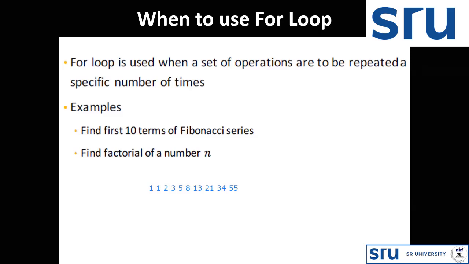So here the question is given, find the first 10 terms of the Fibonacci series. In that case, you will enter the first two numbers. It is fixed, you know. So we will enter the first two numbers and then we will use the for loop. The for loop will be used for position number third to 10.